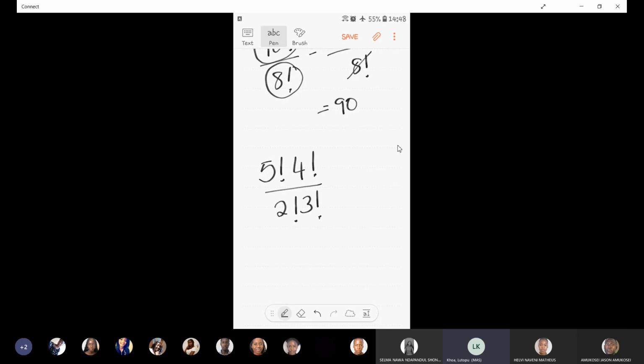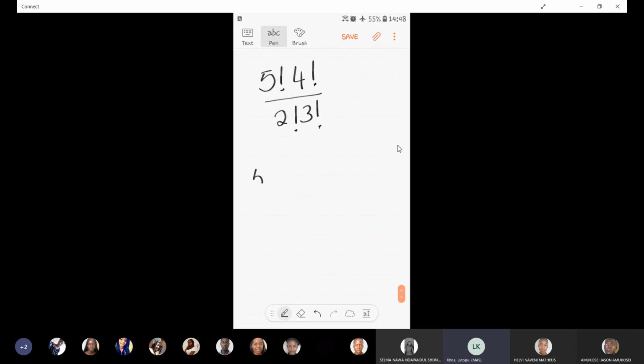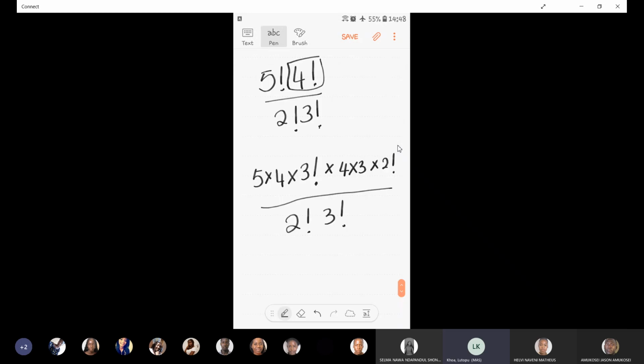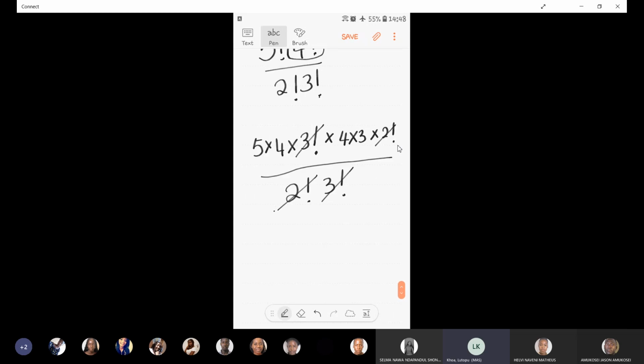So what I do is I will write 5 factorial as 5 times 4 times 3 factorial, because I wanted to cancel with that one in the denominator. And then 4 factorial, this one now, I'll write it as 4 times 3 times 2 factorial, because I wanted to cancel with that one over there. Then in my denominator, I have 2 factorial, 3 factorial. You see this 3 factorial cancels with that one. This 2 factorial cancels with that. Then I'm left with 5 times 4 times 4 times 3. And then this, you work it out, you get 240.